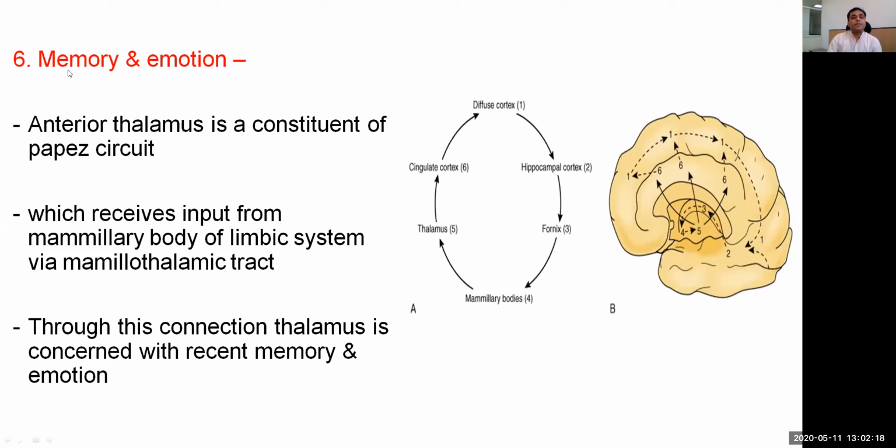Coming on to the next function, it is said to have a role in memory and emotion. The anterior thalamus is a constituent of the Papez circuit, which receives input from the mammillary body of the limbic system via the mammillothalamic tract. Through this connection, the thalamus is concerned with recent memory as well as emotion.